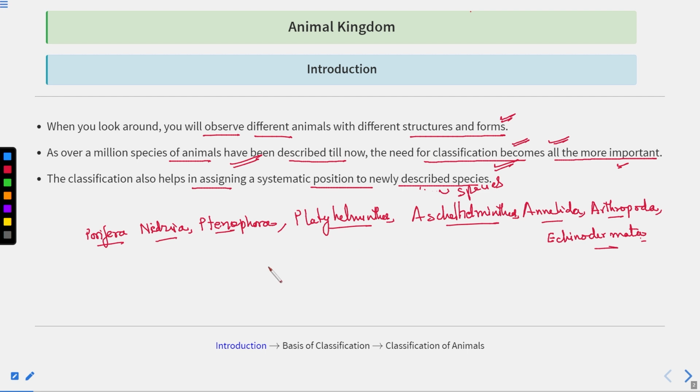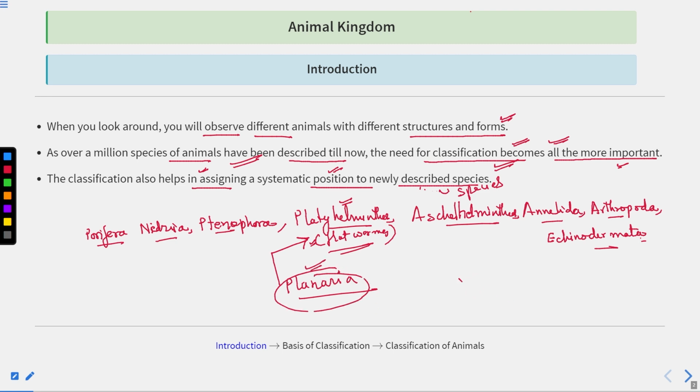If we know this, where will you keep planaria? You keep it in the phylum Platyhelminthes, because it is a flatworm. Platyhelminthes means flatworms. Now you know the characteristics of this phylum, so you can place the organism accordingly. In this way, classification helps in assigning the systematic position.